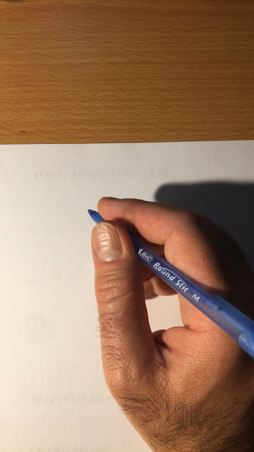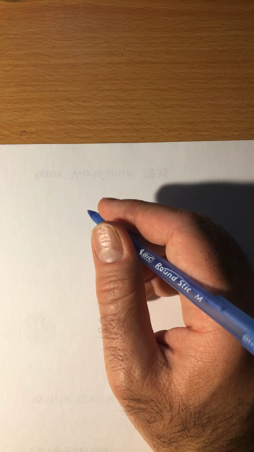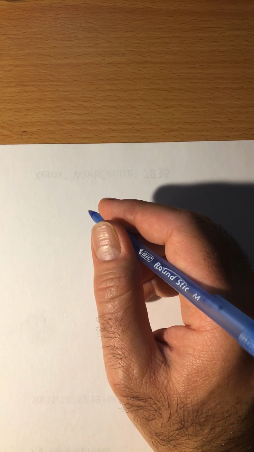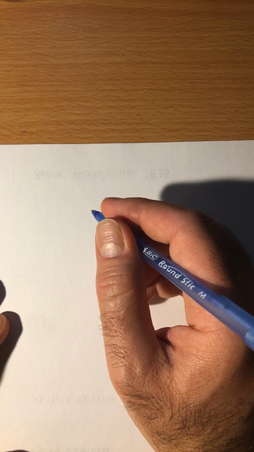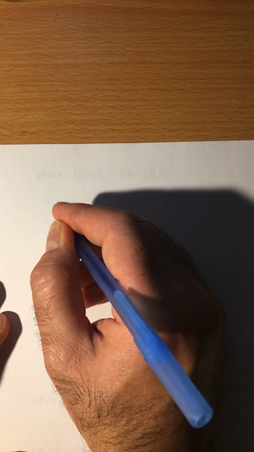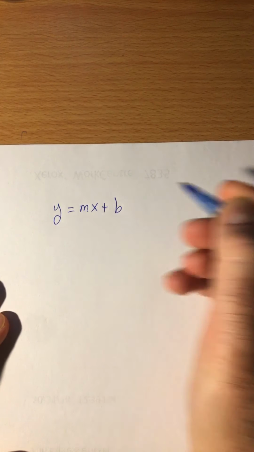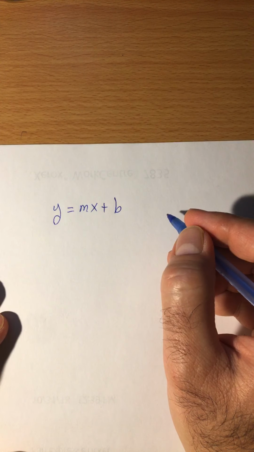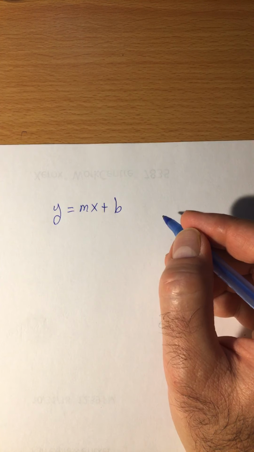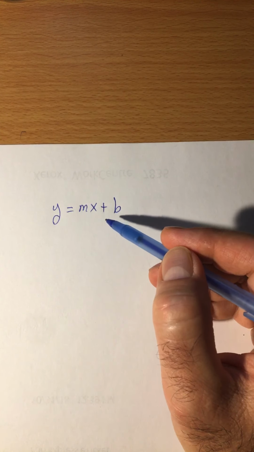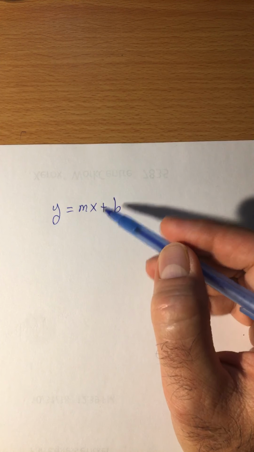Okay, everybody. We are starting chapter 1, and chapter 1 is about linear equations. So, generally speaking, a linear equation has this form: y equals mx plus b. And the reason we call it linear is because if you graph it, it will produce a straight line. That's why we call it linear.